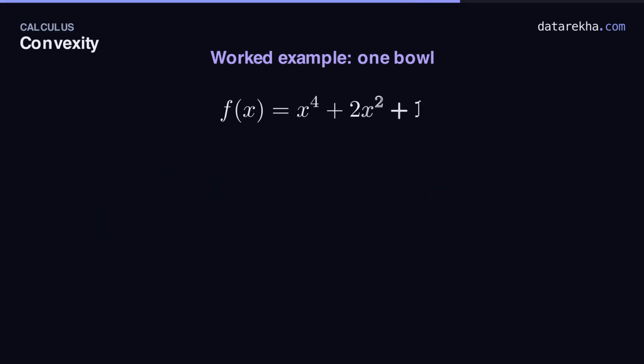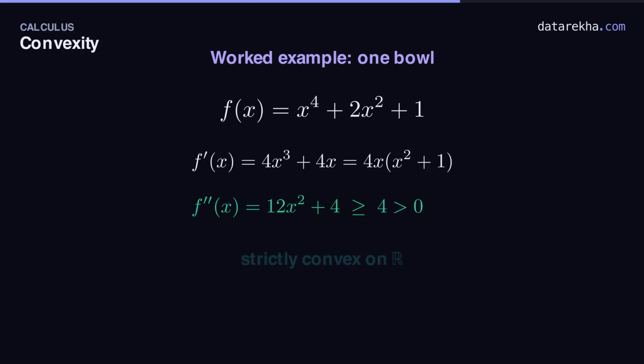Let's put it all to work. Show that this function, x to the fourth plus 2x squared plus 1, is strictly convex, and find where it bottoms out. Differentiate. f prime is 4x cubed plus 4x, which factors as 4x times x squared plus 1. Differentiate again. f double prime is 12x squared plus 4, and 12x squared is never negative. So this stays at least 4, strictly positive for every real x. So f is strictly convex on the whole line.